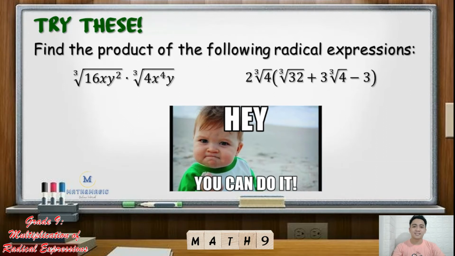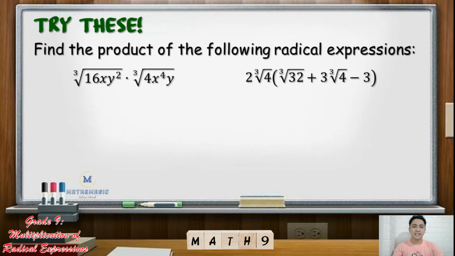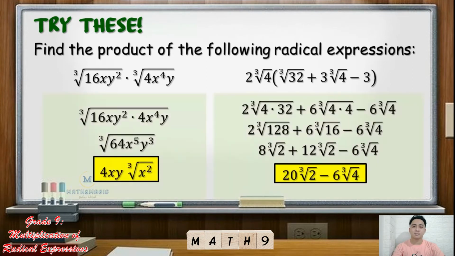Are you done? Here are the solutions and answers for these items. For item number 1, the answer is 4xy cube root of x squared. And for item number 2, the answer is 20 cube root of 2 minus 6 cube root of 4.